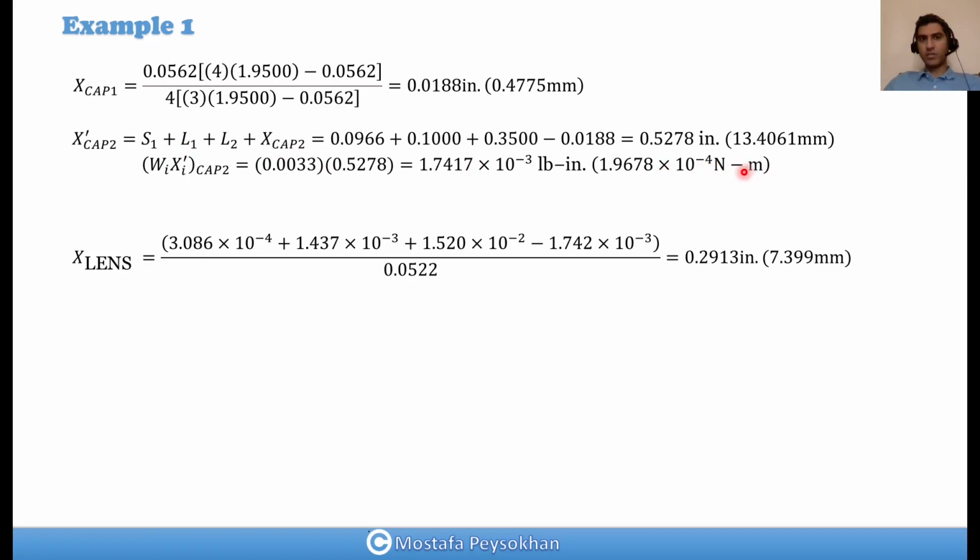And by putting into this equation, the total x, or the center of the gravity of the lens, is 7.399 millimeter from the left hand side of the lens. You can prove for yourself that whether you start from the right hand side, the left hand side, or any reference, you get the same number.